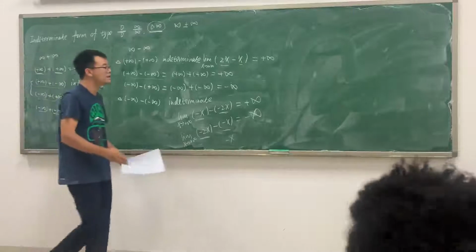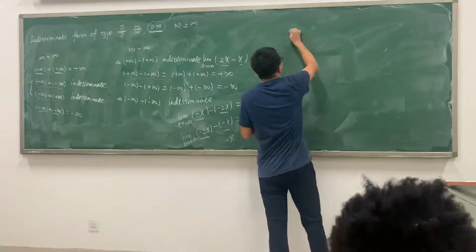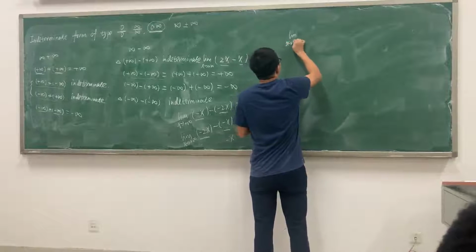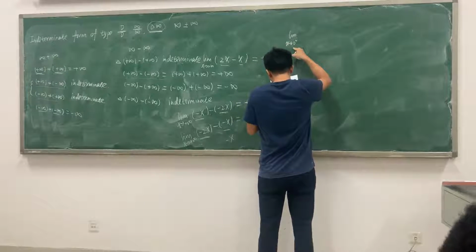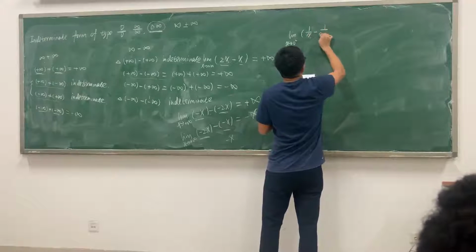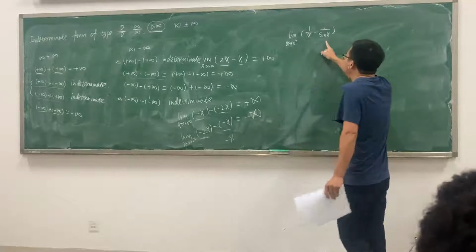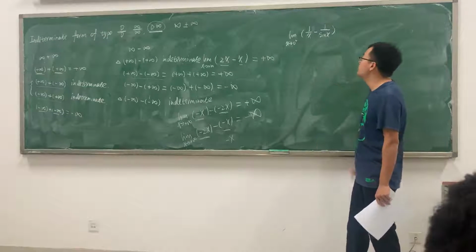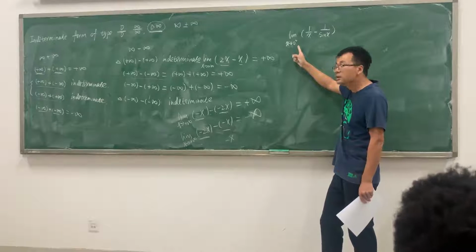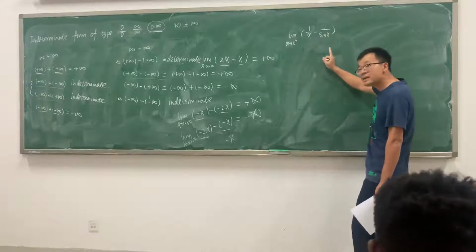So we give an example. For this example, the limit as x approaches 0 from the right of 1 by x minus 1 by sin x.